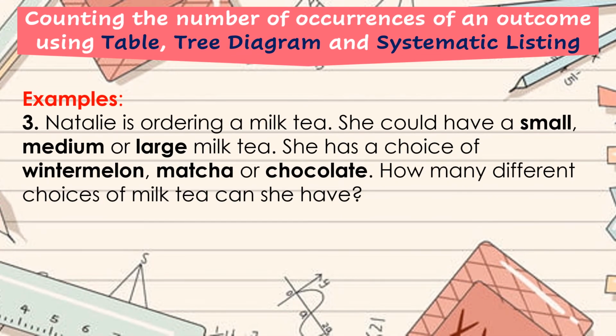Example number 3. Natalie is ordering a milk tea. She could have a small, medium, or large milk tea. She has a choice of winter melon, matcha, or chocolate. How many different choices of milk tea can she have? So, para malaman natin kung ilan lahat, maaari tayong gumamit ng table, tree diagram, or systematic listing. Pero ipapakita ko ito using this tree method.